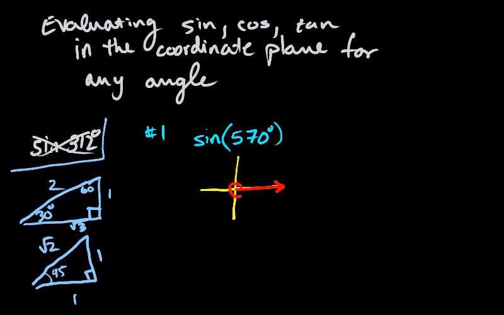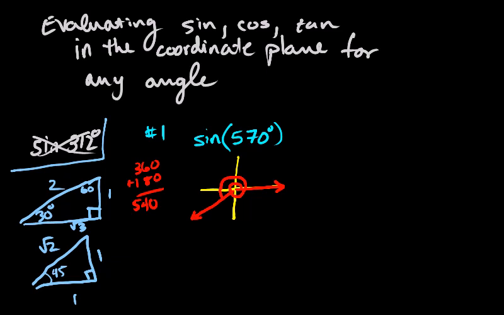360 degrees is all the way around. 360 plus 180 is 540. So it's going to keep going around half. And then there's about 30 degrees more that's left. And so my terminal side is in the third quadrant.